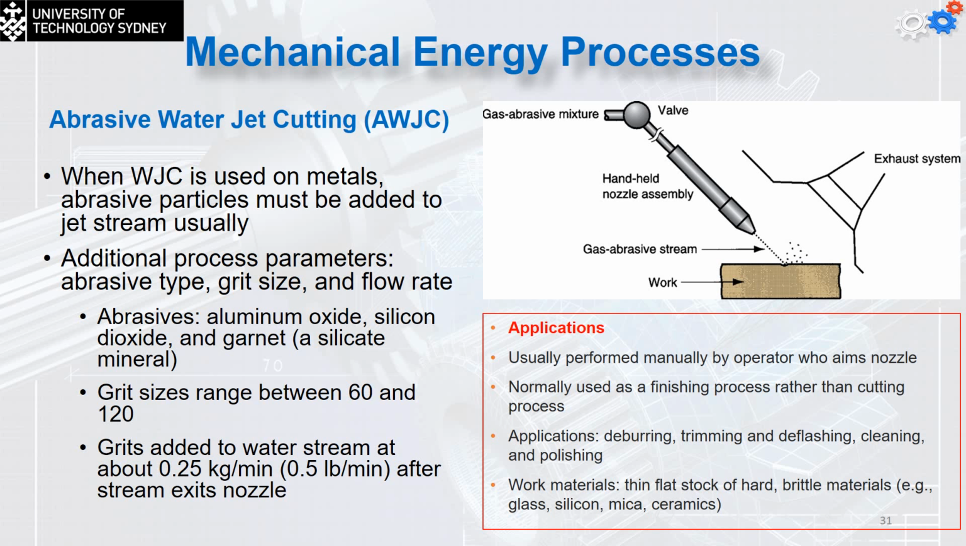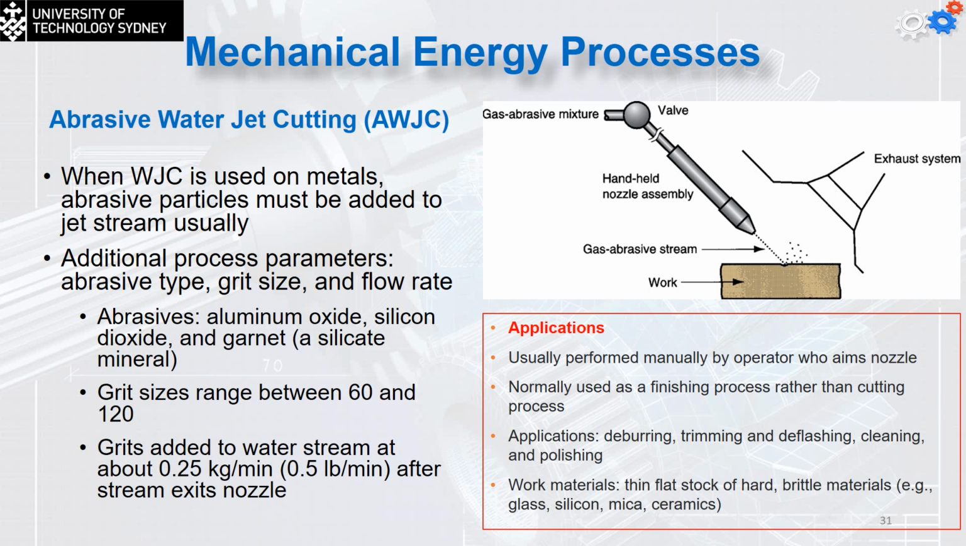For harder material, we have to mix the water with abrasive material, and in this case we are going to call it abrasive water jet cutting, or AWJC. When the WJC is going to be used on the material, on the metal, abrasive particles must be added to the jet stream, usually just to make the cutting happen faster. Something similar to the mechanical ultrasound cutting.